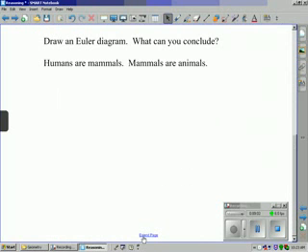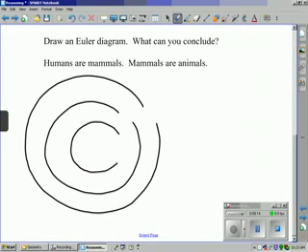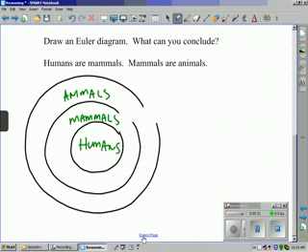So draw an Euler diagram. What can you conclude? Humans are mammals and mammals are animals. So we can say that we have 2 statements here. So we're going to need 3 rings. Our first one is humans are mammals. So I'm going to put humans here and mammals here. And we know that mammals are animals. So I'm going to put animals there. So what can we conclude? We can conclude that humans are animals.